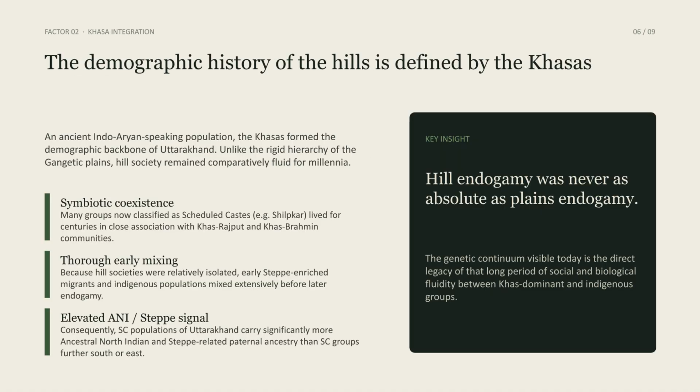The Khasas were central to this history. Unlike the rigid hierarchies of the plains, hill society remained fluid. This allowed for symbiotic coexistence and extensive mixing, leaving a legacy of high steppe-related ancestry in modern mountain populations.